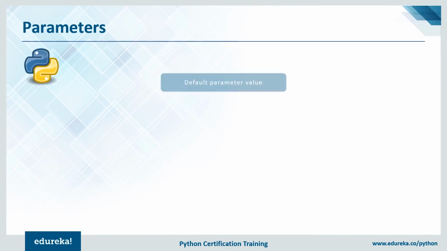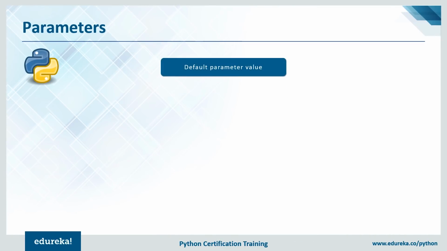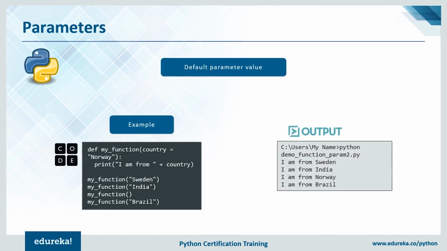What is the default parameter value that we stumble upon all the time? Again, check out the example here. We have defined my_function with country equal to Norway. So I'm specifying in my parameters that the country is equal to Norway. No matter what you do, in case you haven't provided any value, the default value it should consider is Norway. We're printing I am from and then concatenating the value of the country.